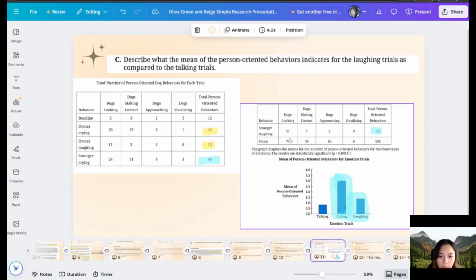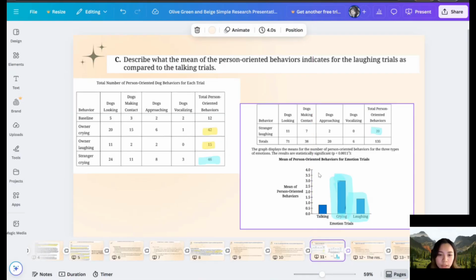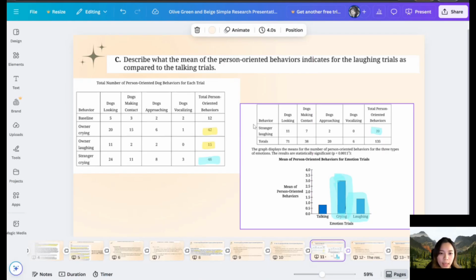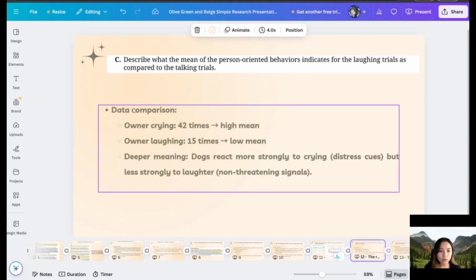So let me see. We are going to look at these two charts from the question. Okay. And we're going to compare each data. So we're going to compare the owner crying, which is 42 times, a high mean, and the owner laughing, which is 15 times, a low mean. And the deeper meaning for that is the dog reacts more strongly to crying, but less strongly to laughter.